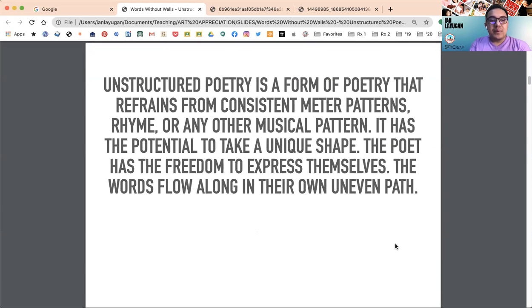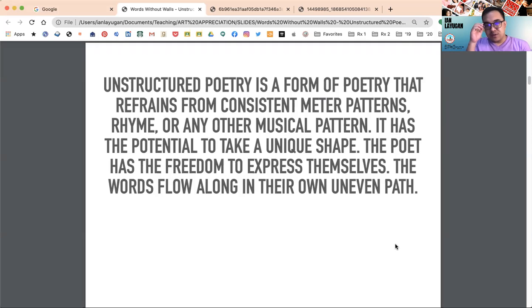Okay, so unstructured poetry is a form of poetry that refrains from consistent meter patterns, as I've said earlier, your rhyme or any other musical pattern. So it has the potential to take a unique shape. The poet has the freedom to express themselves, and the words flow along in their own even path.